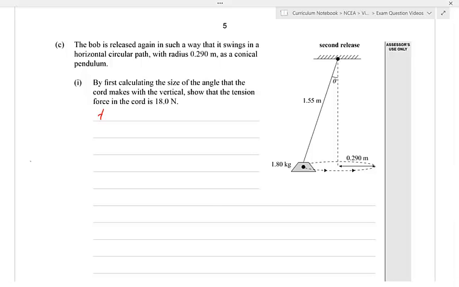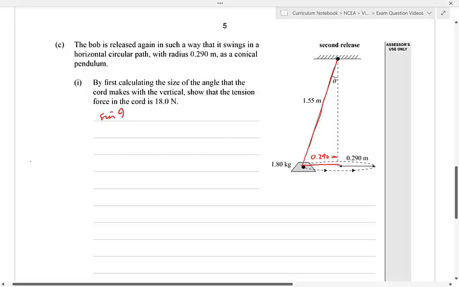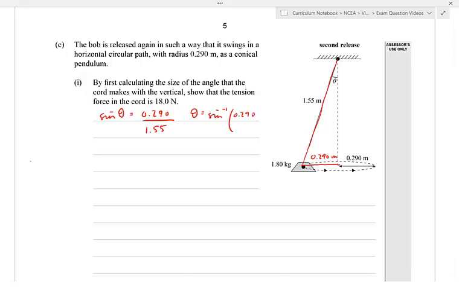So we can say that tan theta, well actually it's not tan theta, is it? So this side here is 1.55. This side here is 0.290. So it's the opposite on the hypotenuse, so it should be sine theta is equal to 0.290 over 1.55. So theta is equal to the inverse sine of 0.290 over 1.55.